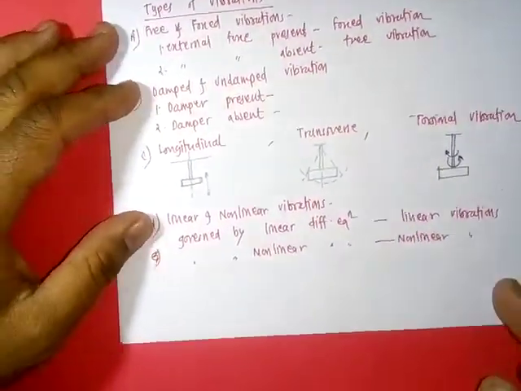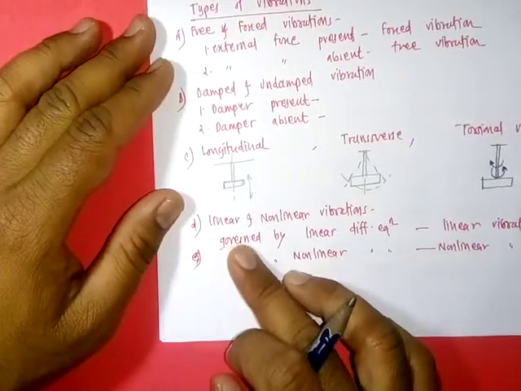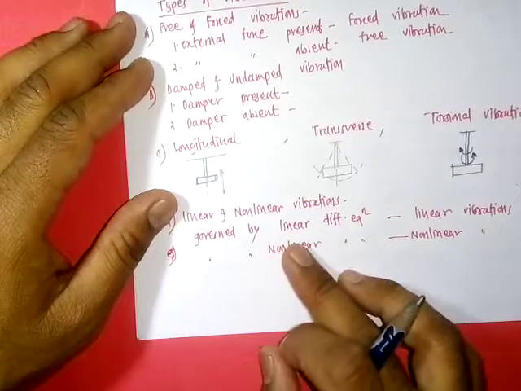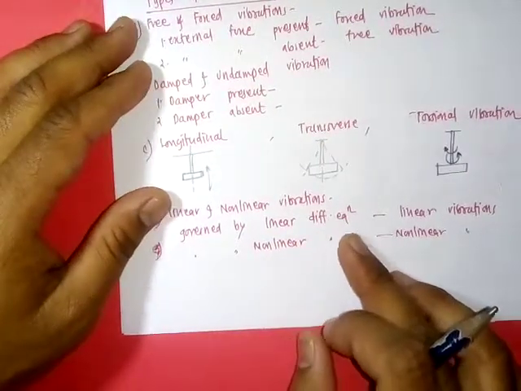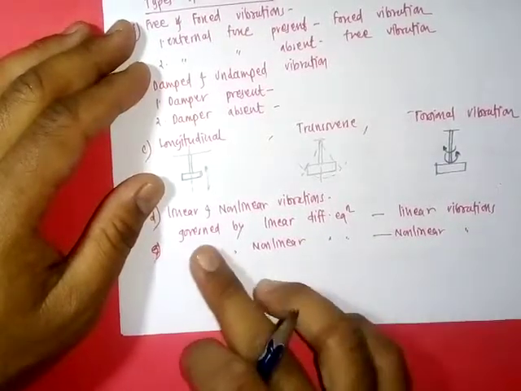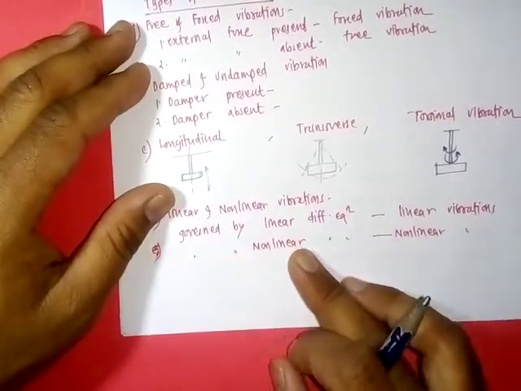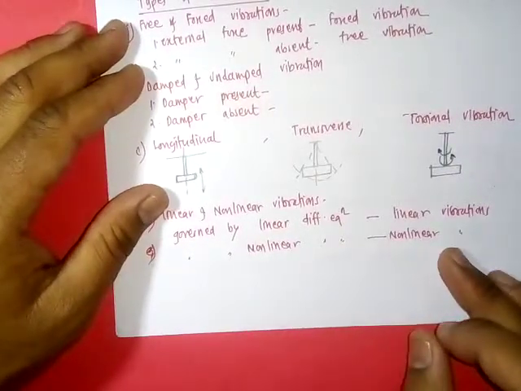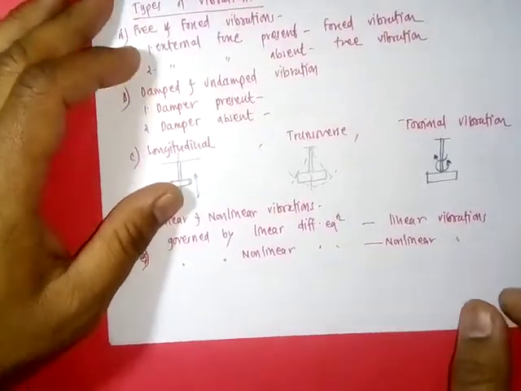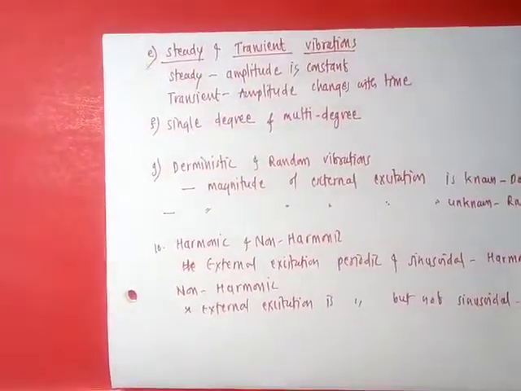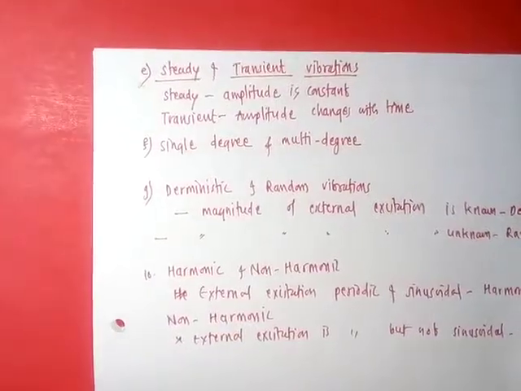Next important type is linear and non-linear vibrations. The vibrations which are governed by linear differential equations are called linear vibrations. And the vibrations which are governed by non-linear differential equations are called non-linear vibrations. The next type is steady and transient vibration.